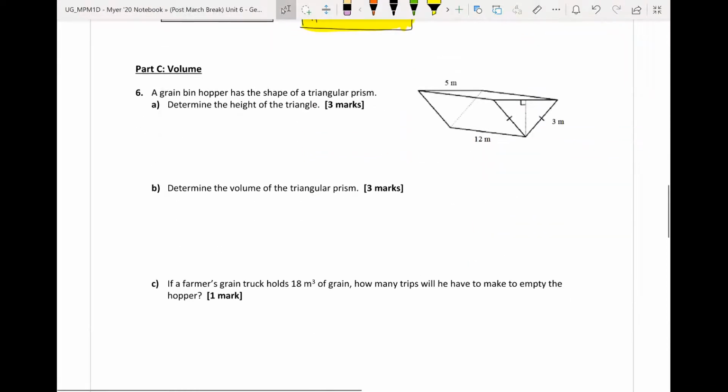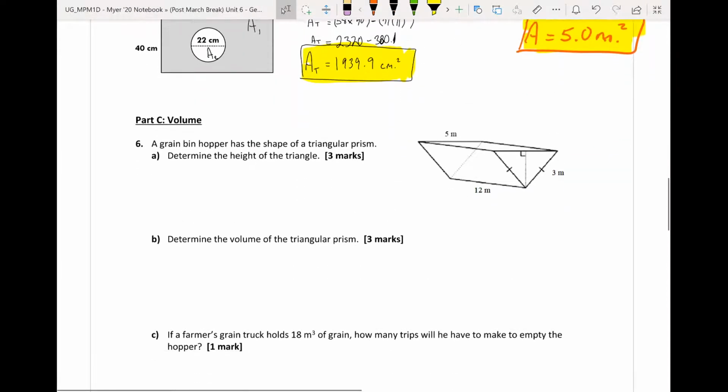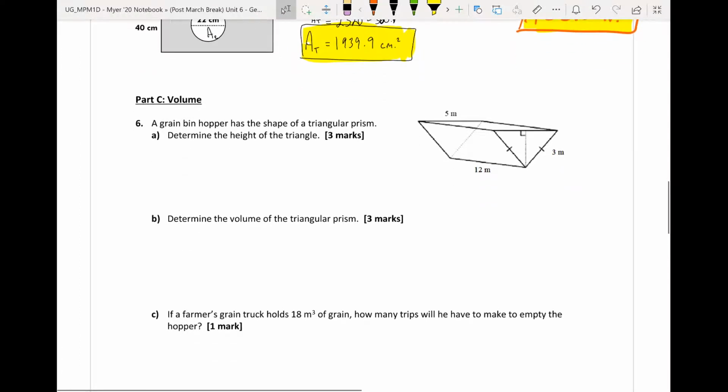All right, the last little part here is talking about volume. We're almost done. So we're looking at a hopper. The grain bin hopper has the shape of a triangular prism. Determine the height of the triangle. Well, that's this triangle right here, right? And we need to know the height.